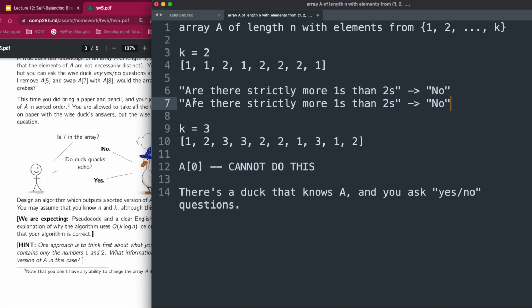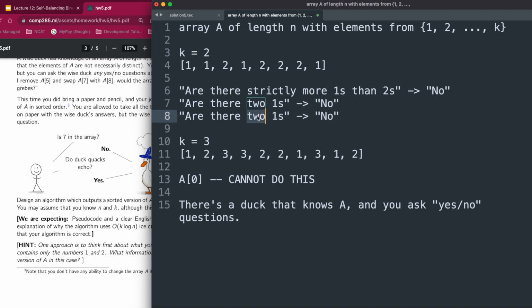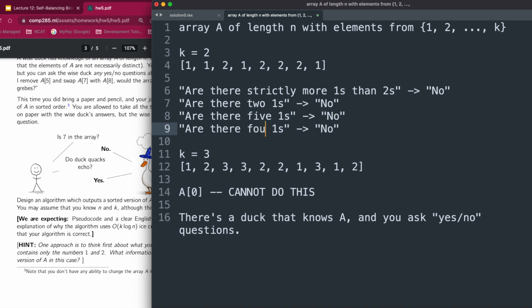You can ask something like, are there two ones? And he'll tell you no. You can ask, are there 5 ones? And he'll tell you no. You can ask, are there 4 ones? And he'll tell you, yes, there are. Okay, so this is maybe pointing you in a direction of what kind of questions you might want to ask for your algorithm. But anyway, we're still trying to understand the problem statement here.